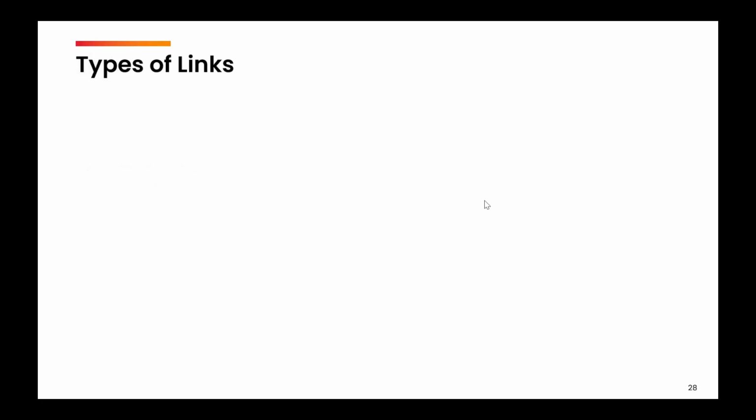Now there are two kinds of links available, hard link and soft link. We will be discussing both, and we will learn how to create the soft link and the hard link, and what the difference is. Once we practice all this, we will summarize the differences at the end.